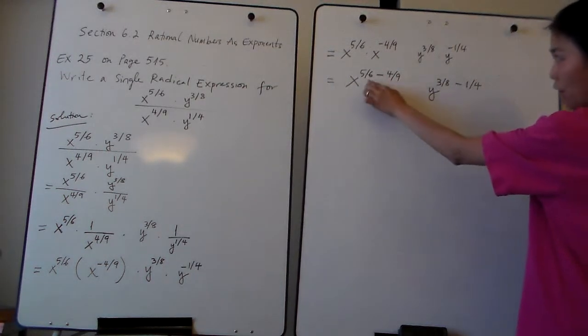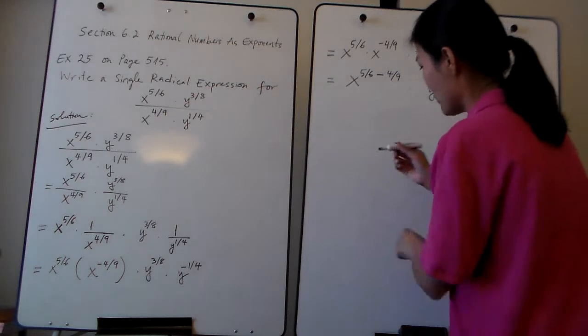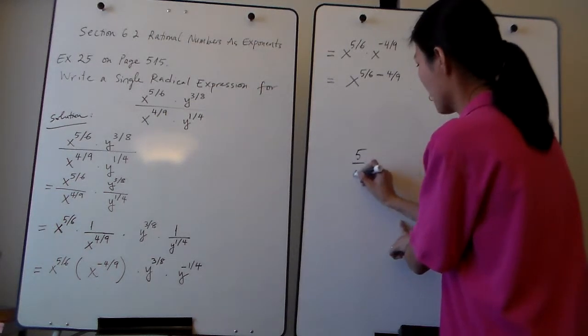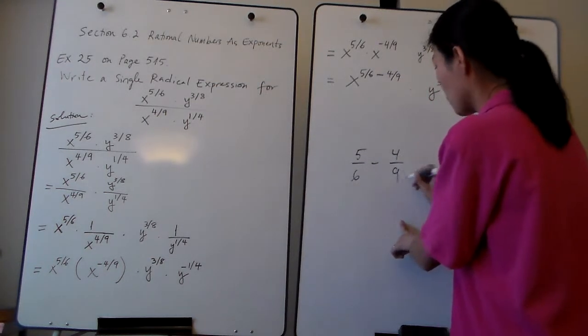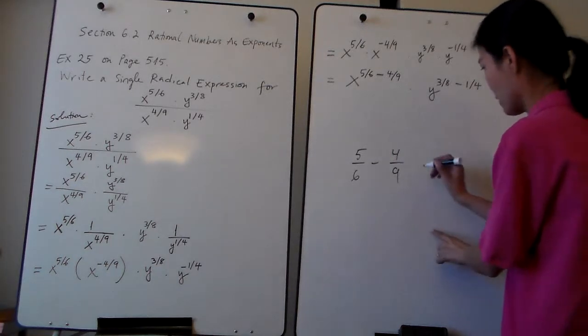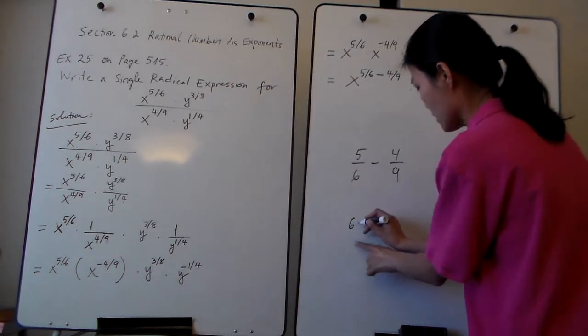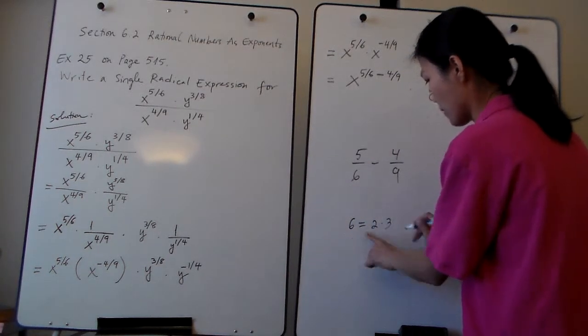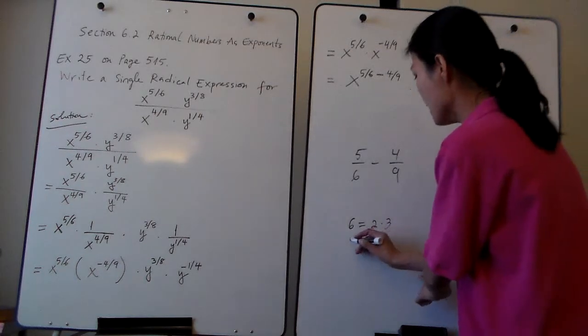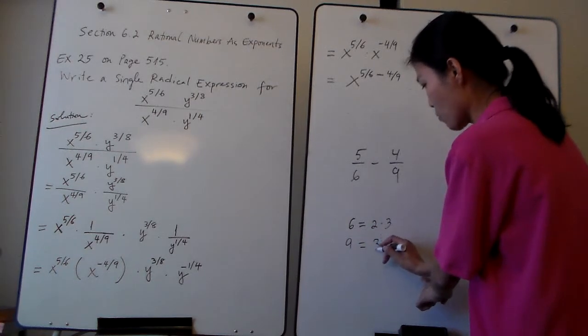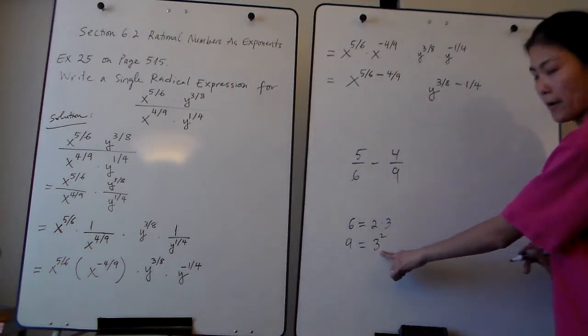Now, because this is a fraction, 5 over 6 subtract 4 over 9, you can simplify that to one fraction. So combine these two. The denominator 6 is 2 times 3 in prime factor form. 9 in prime factor form is 3 squared. Okay, 3 times 3 is 9.